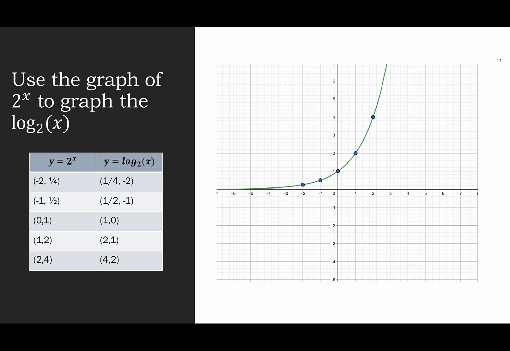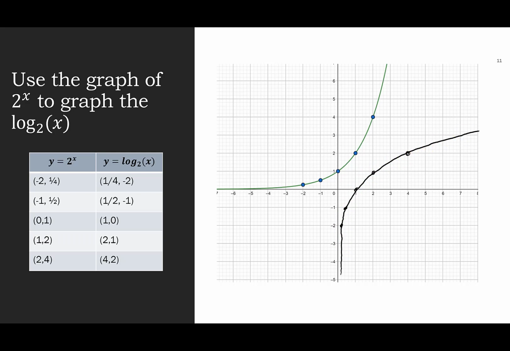This then is the opposite, which we call the log base 2 of x. I'm going to graph those points on the same coordinate system so you can see what their graphs look like together. So I have (1/4, -2), (1/2, -1), (1, 0), (2, 1), and then (4, 2). This curves up along the y-axis and it goes over, picking up all the points.